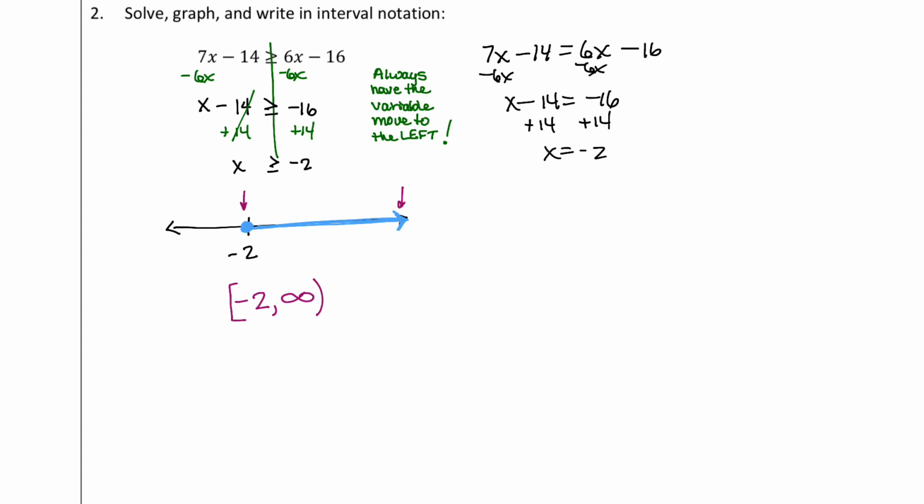Okay, just because I can, I'm going to show you that set builder notation looks like this. The set of all x's such that, and then you write your answer. x greater than or equal to negative 2. And you're done. Okay, next problem.